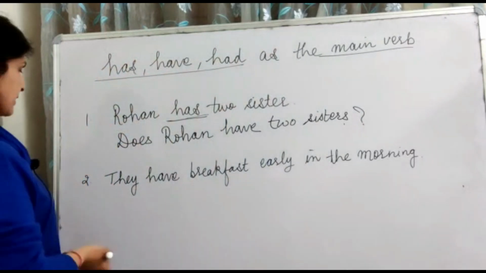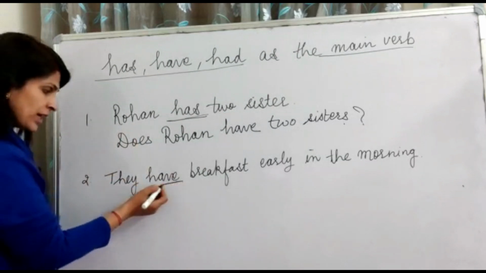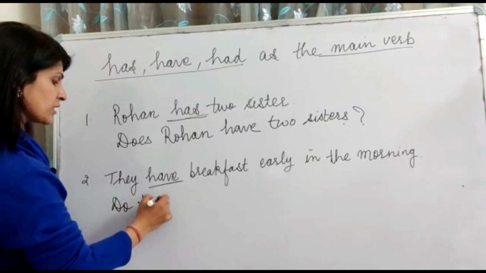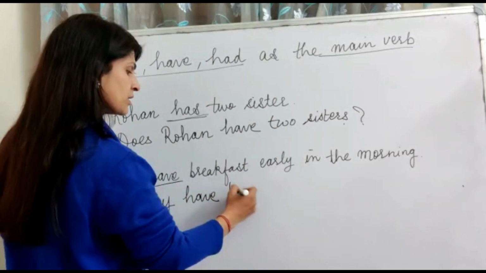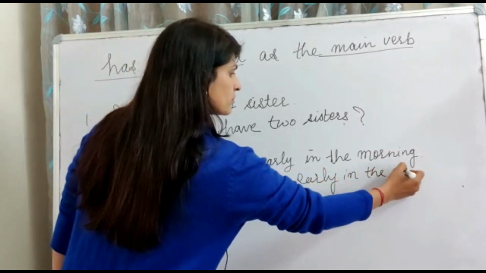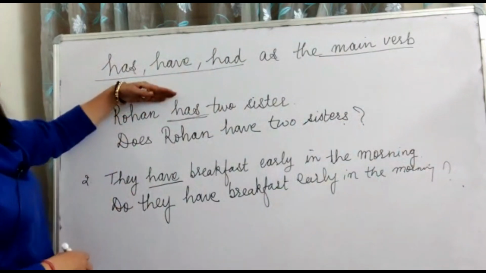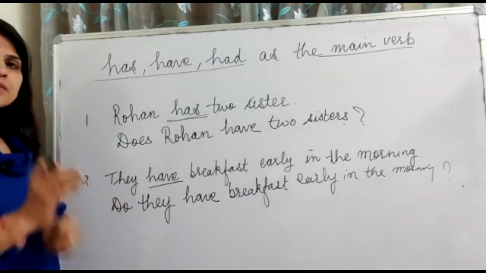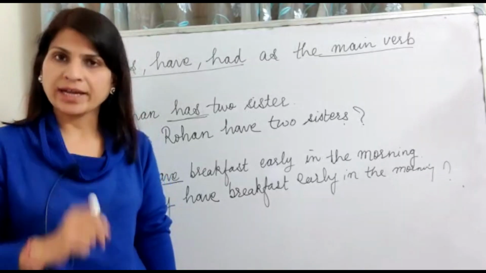Now let's come to the next sentence. They have breakfast early in the morning. How will we change it into a question? When we have have in the sentence, we should start the question with do and then the subject. So it will be, do they have breakfast early in the morning? You can see when we have has in the sentence, the question starts with does. When we have have in the sentence, the question starts with do. Either we have has in the sentence or we have have in the sentence, in the interrogative sentence, we should always use have.